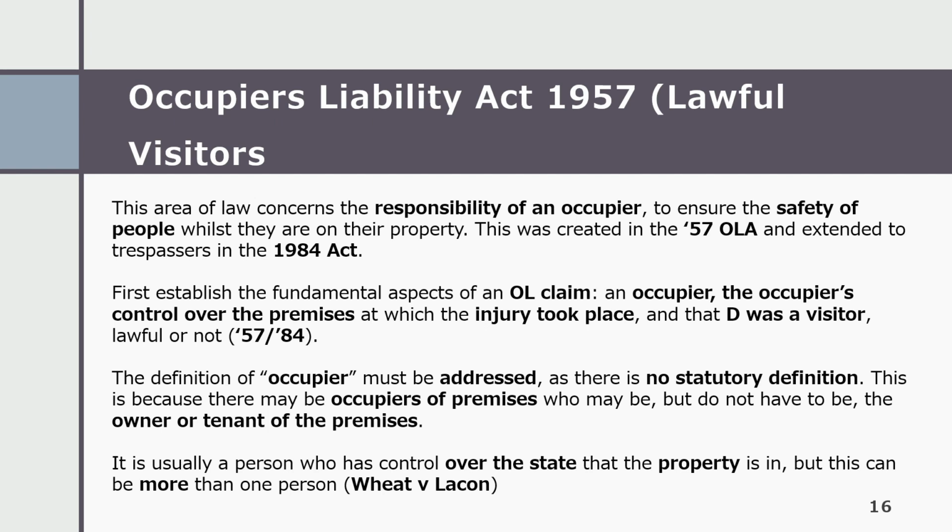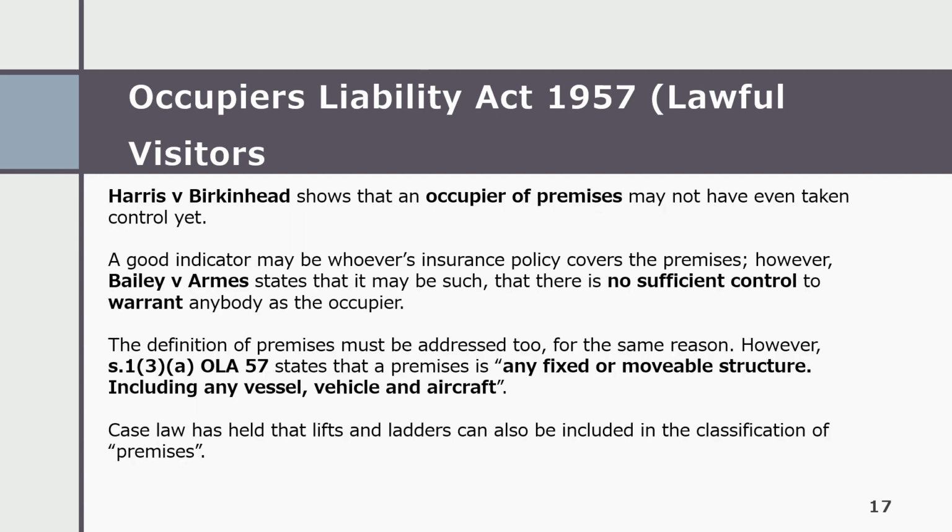The definition of occupier must be addressed, as there is no statutory definition. This is because there may be occupiers of premises who may be, but do not have to be, the owner or tenant of the premises. This is usually the person who has control over the state that the property is in, but this can be more than one person, so that's Wheat v Lacon. Harris v Birkenhead states that an occupier of premises may not have even taken control yet. A good indicator may be whoever's insurance policy covers the premises. However, Bailey v Armes states that it may be such that there is no sufficient control to warrant anybody as the occupier.